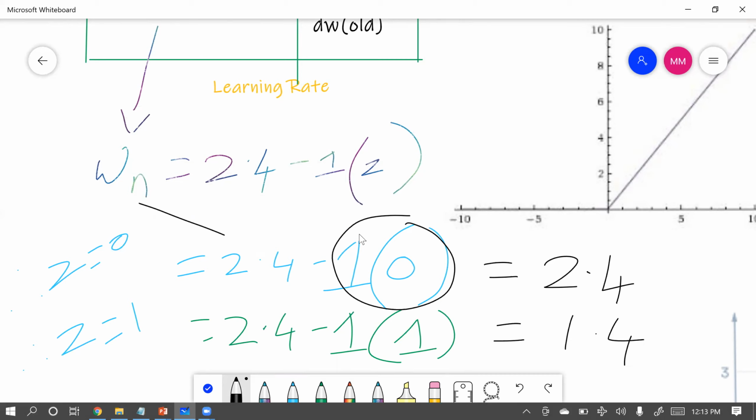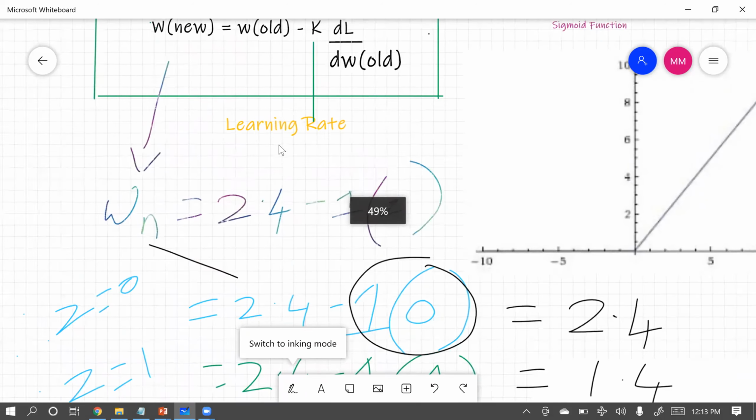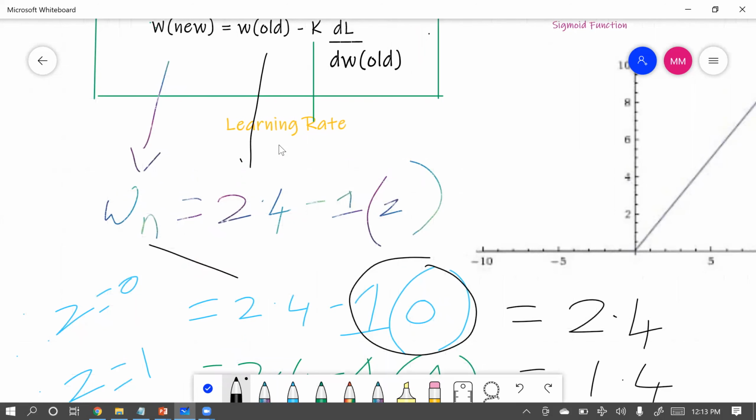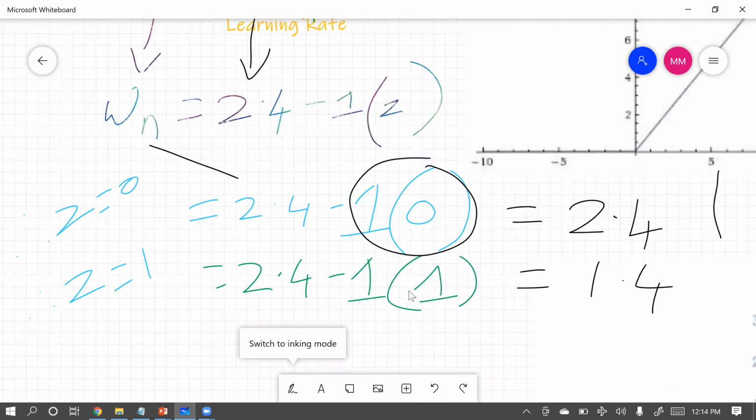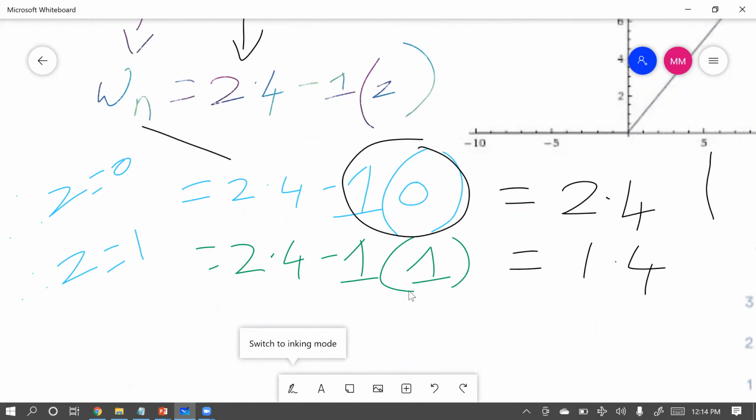If you just see these two things, the old value was 2.4. So when our z value is 0, at that time the new value which we calculated is equal to the old value, because the derivative of 0 is obviously 0. Correct. And here the derivative of 1 is 1. That's why we have a different value for z is equal to 1.